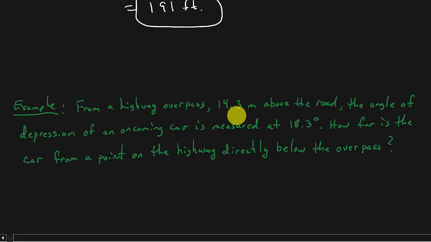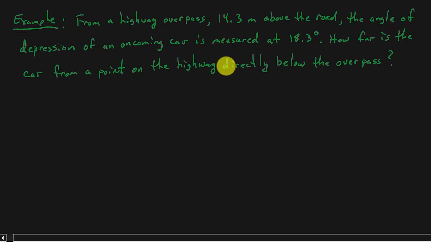All right, so now for the best news of the day, this is the last problem. So from a highway overpass, 14.3 meters above the road, the angle of depression of an oncoming car is measured at 18.3 degrees. How far is the car from a point on the highway directly below the overpass?